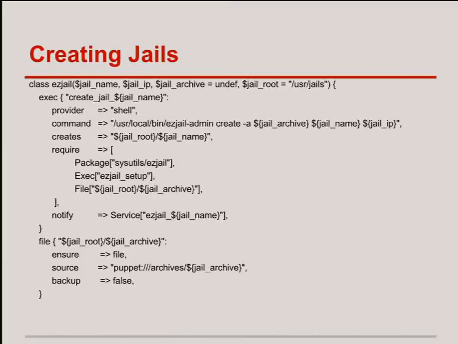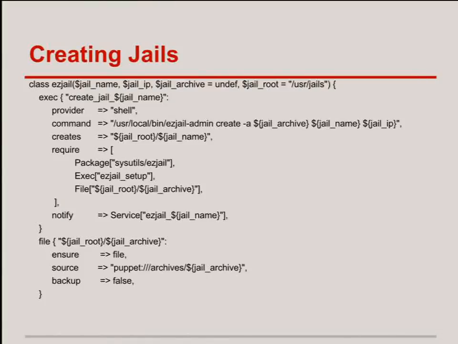And then this is where all the magic happens. It's a class for creating jails. So in a node configuration, you can just say, I need an EasyJail with these settings. So it takes the name and the IP address of the jail, optionally a jail archive, which would be the archive created by EasyJail so that it can stamp out a bunch of the same EasyJails. And you can specify an alternate root directory if you don't want to install the user jails.